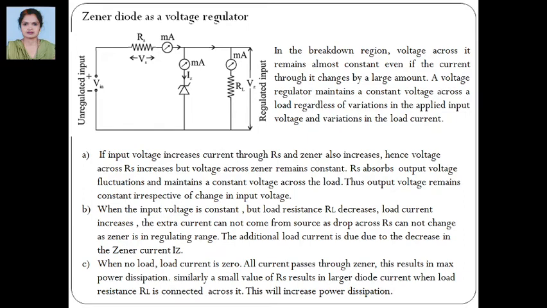Now how this is happening, we will see in this diagram that a Zener diode works as a voltage regulator. Here Vin is the unregulated input, meaning it is changing. Vz is the regulated output. Here we are using one current limiting resistance, that is Rs.